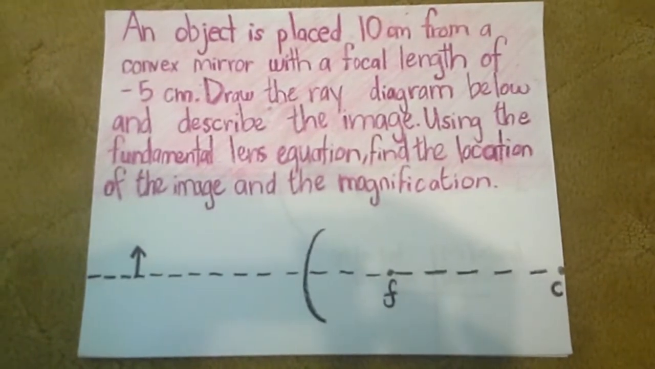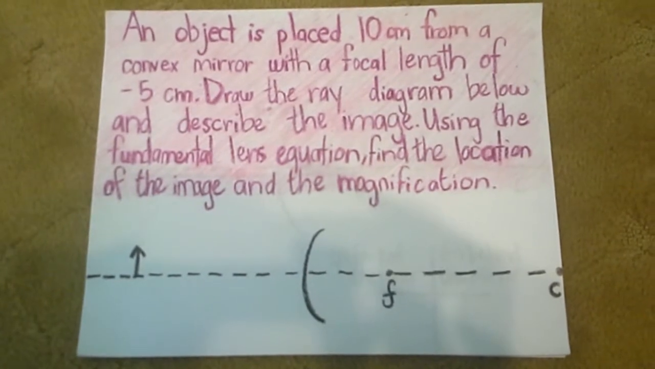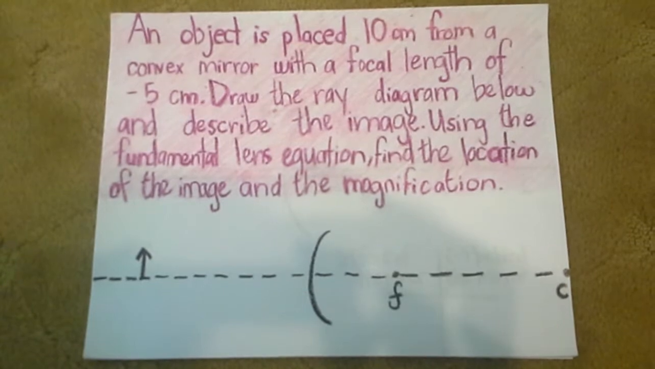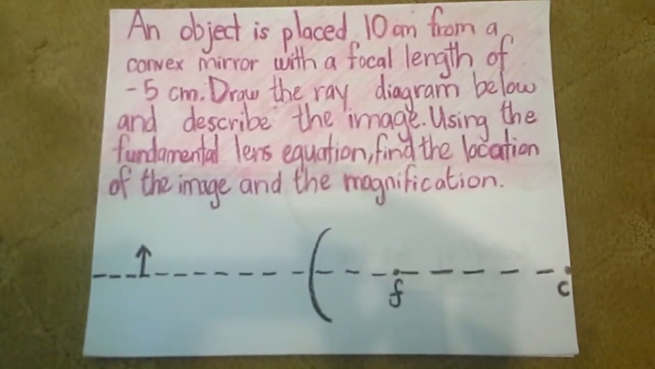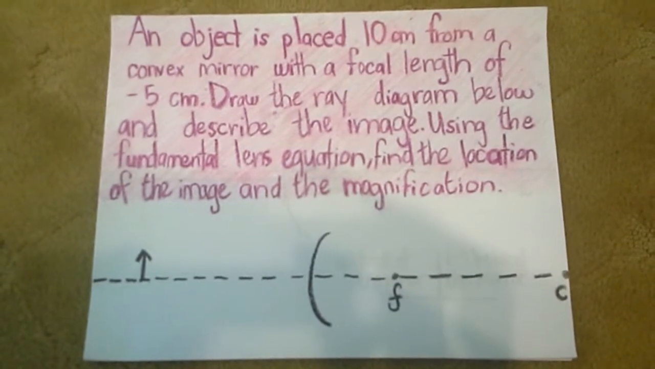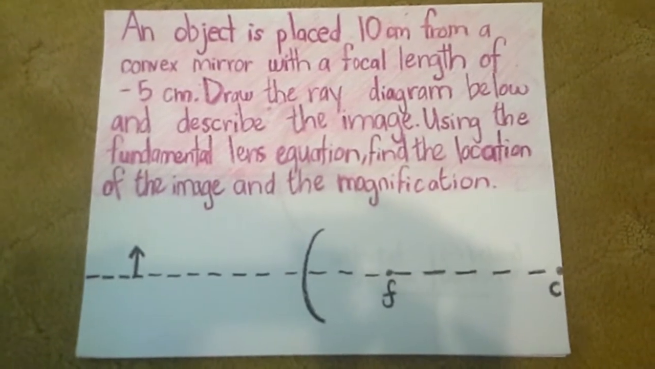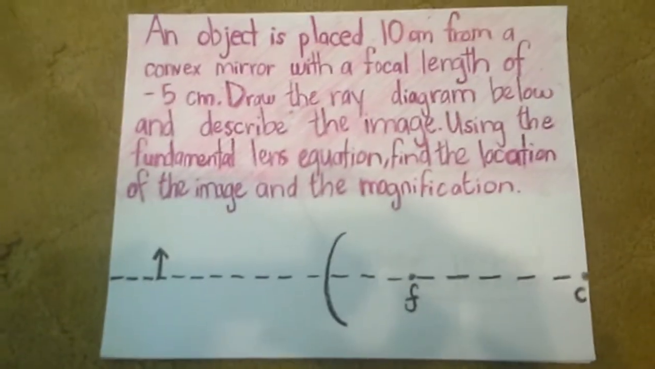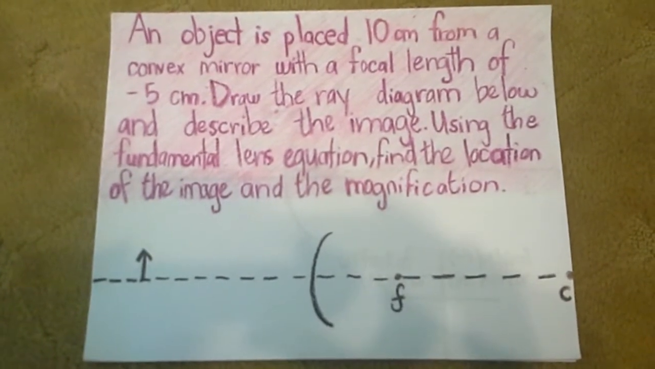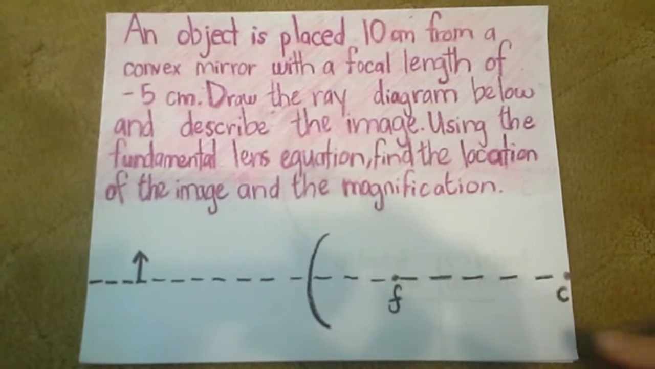So this is what you're given. An object is placed 10 centimeters from a convex mirror with a focal length of -5 centimeters. Draw the ray diagram below and describe the image. Using the fundamental lens equation, find the location of the image and the magnification. Okay. So to solve this problem, first we're going to need to look at some background theory on mirrors.